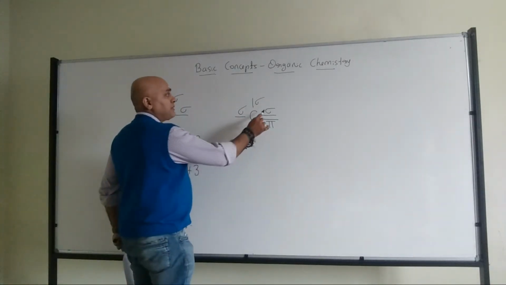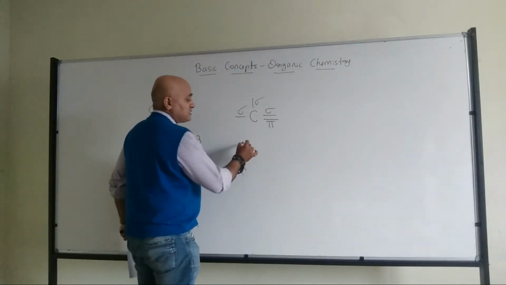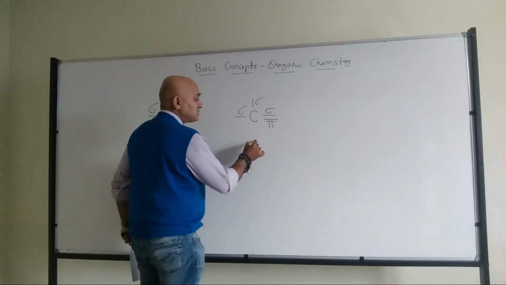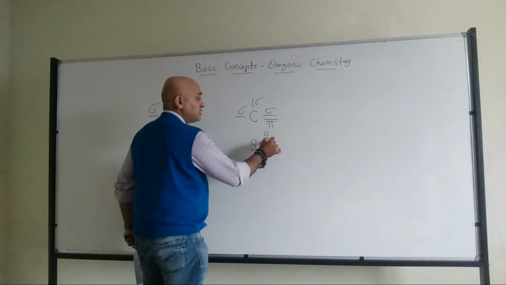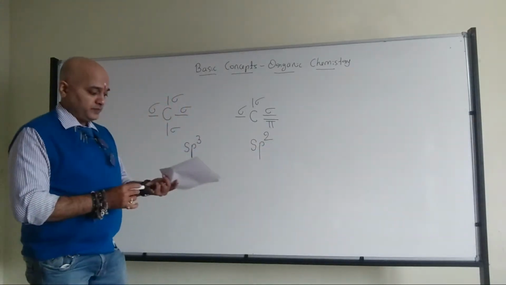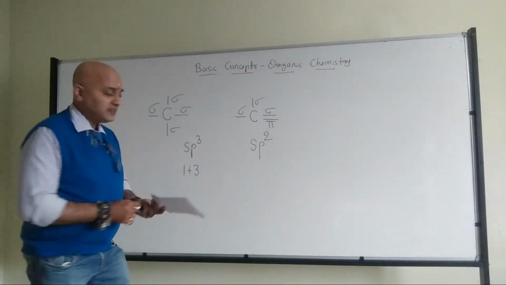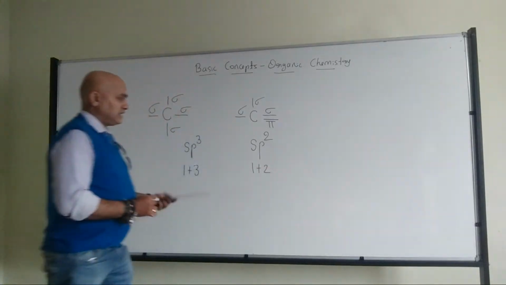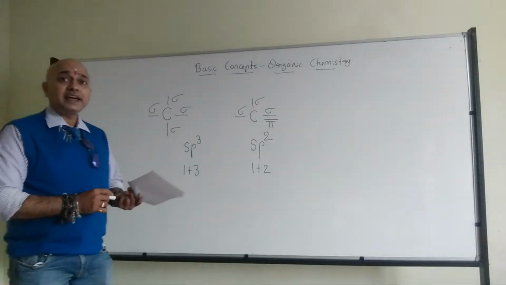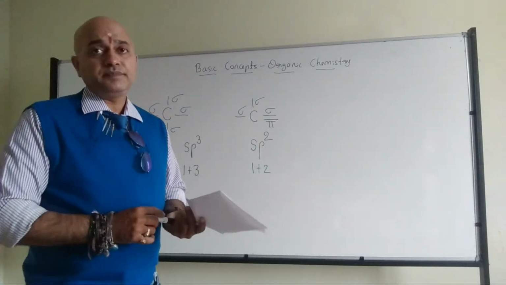How many sigma bonds are there? 3. Therefore 3 hybridized orbitals are required. One is s and another one is p, so sp2, or s1p2. That is nothing but 1 plus 2. Total hybridized orbitals is 3.